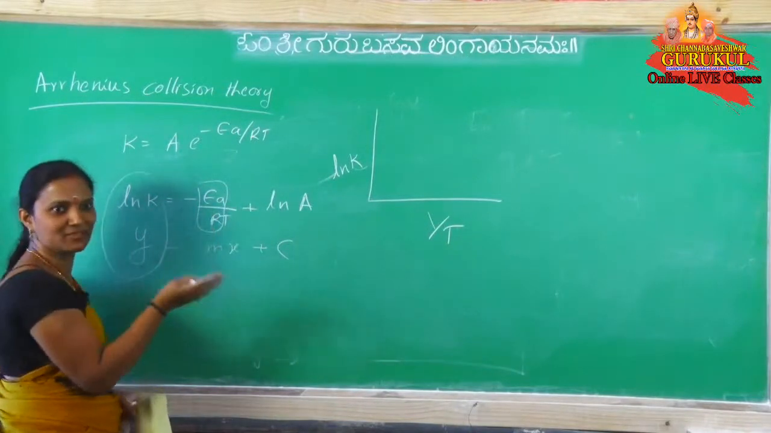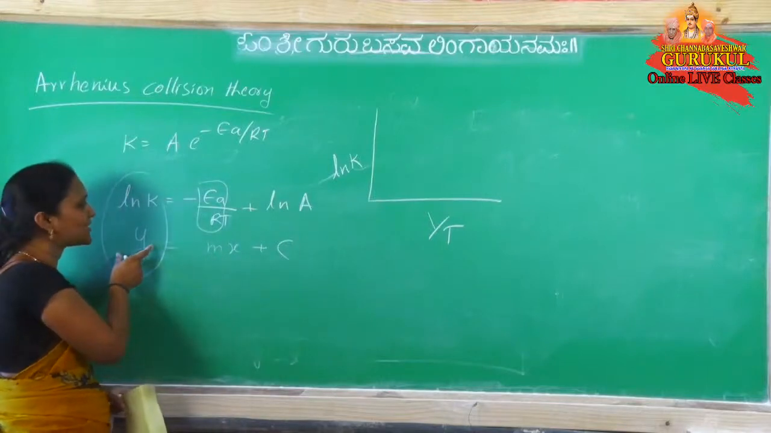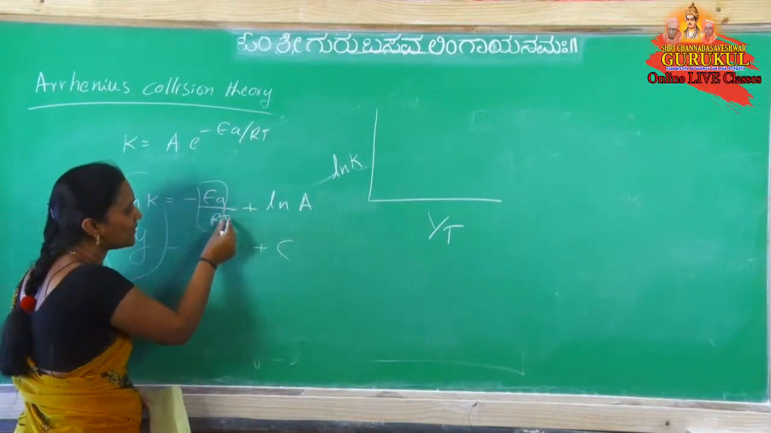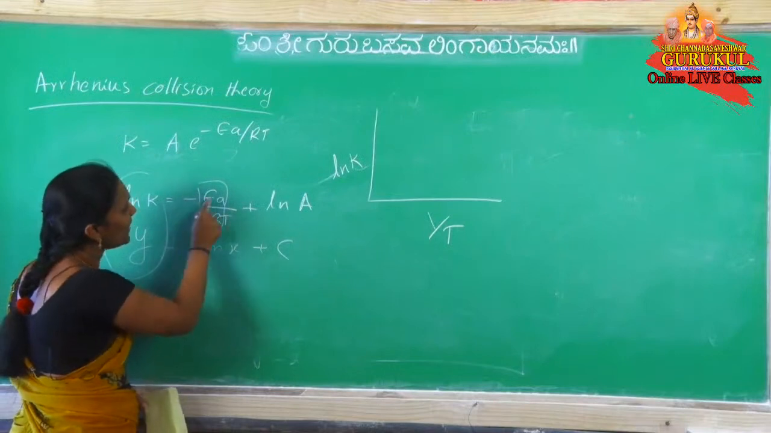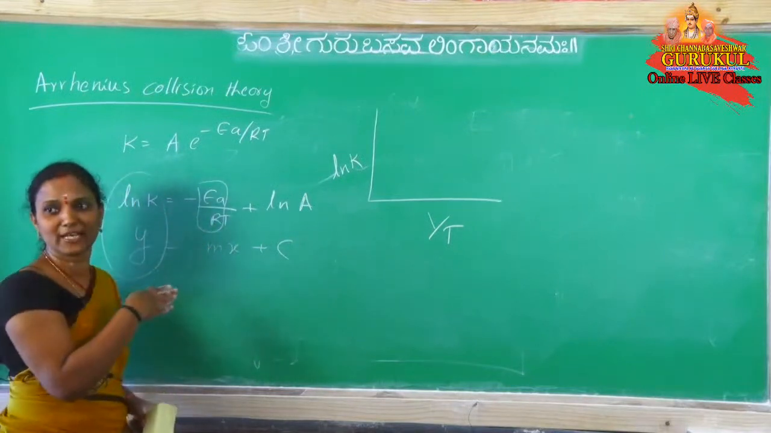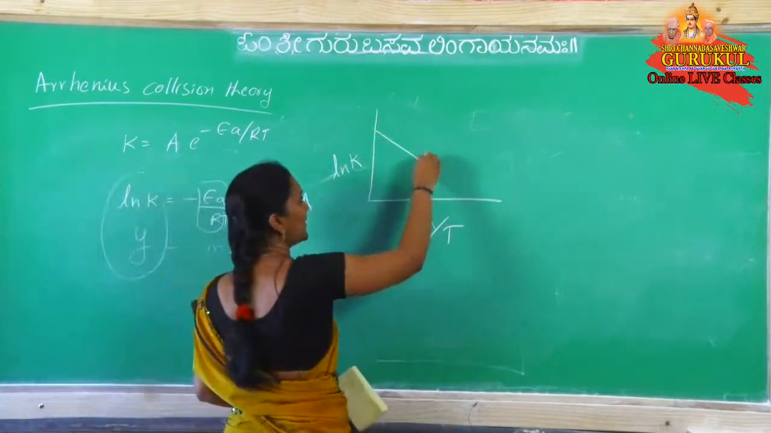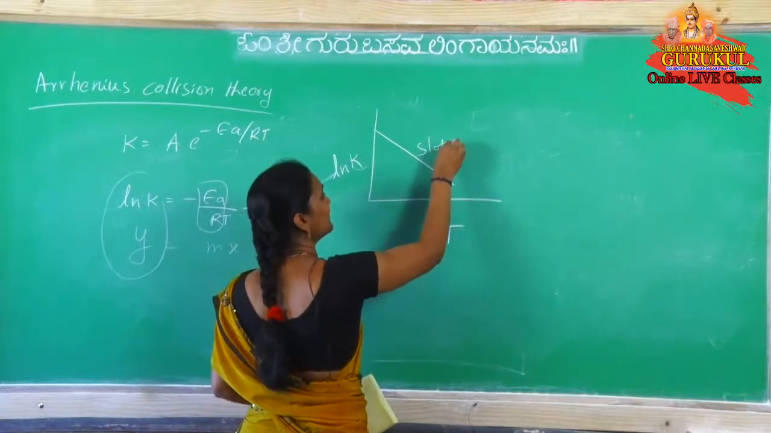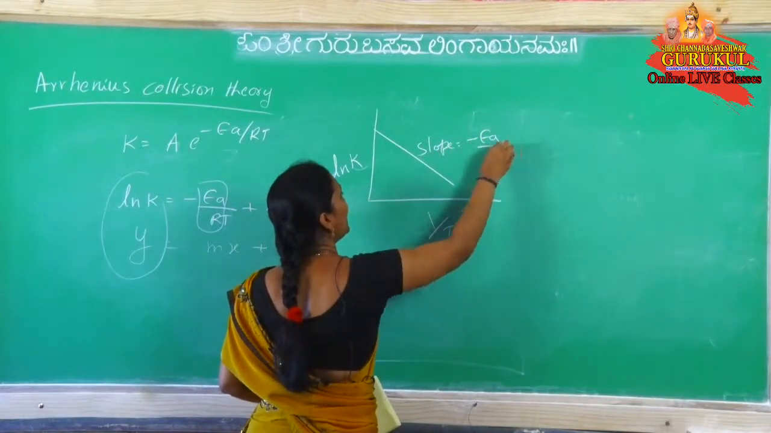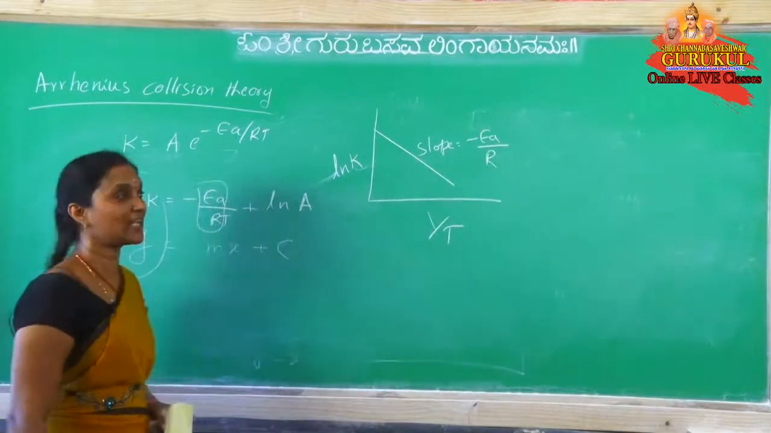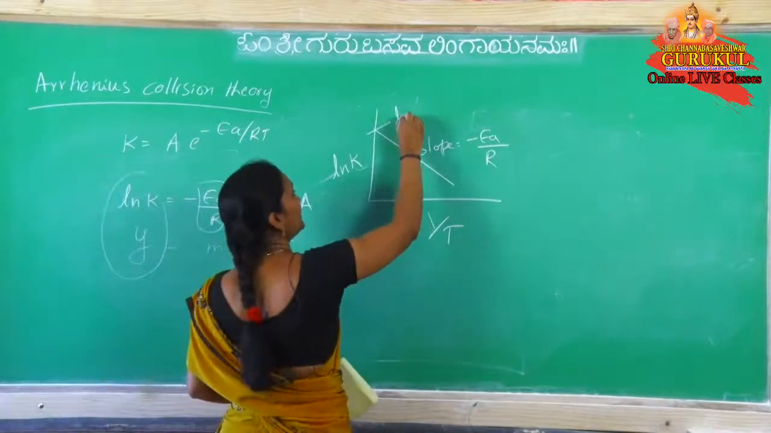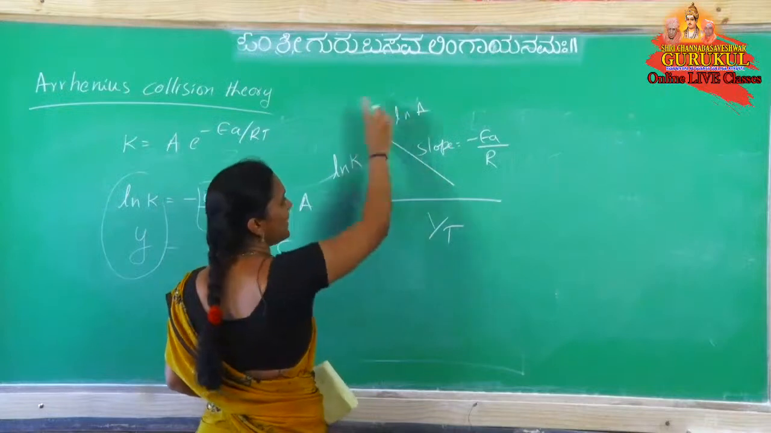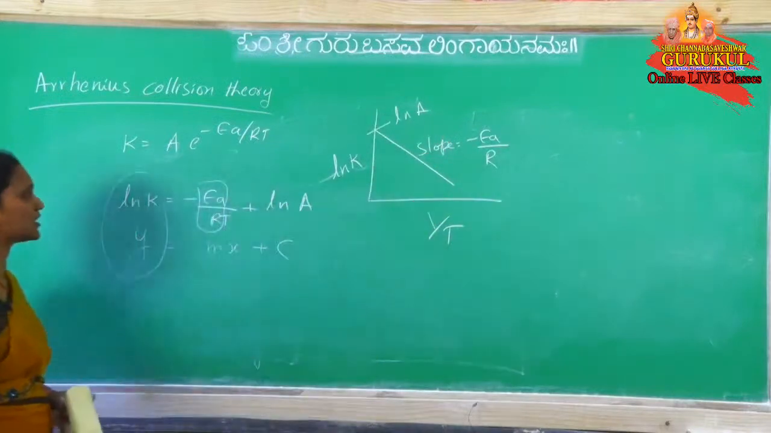Very simple, y equals mx plus c. On the y axis ln K, on the x axis 1 by T. Now what is m? Minus Ea by R, a negative slope. So we are getting a negative slope. Slope is equal to minus Ea by R. Intercept is equal to ln A. So this is the graphical representation for the Arrhenius equation.